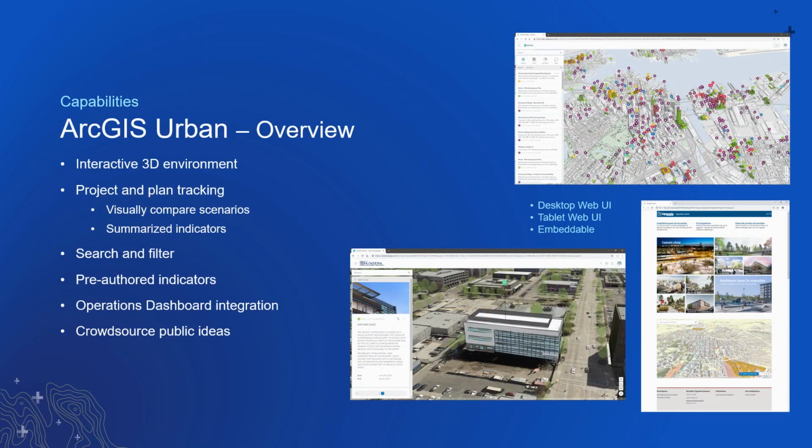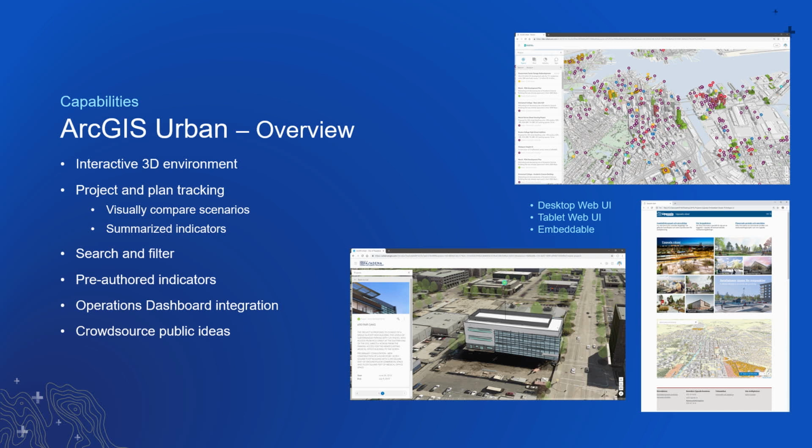What are we providing at version 1 to you? It's really composed of a couple core experiences. One is this overview, which is an interactive 3D environment where you can go in and explore your city and see all the activities that happen, all the events, the plans, and the projects. You can visually compare the scenarios within plans and projects so you can have multiple designs and see which ones are best, and they're summarized by indicators so you understand what the impacts are.